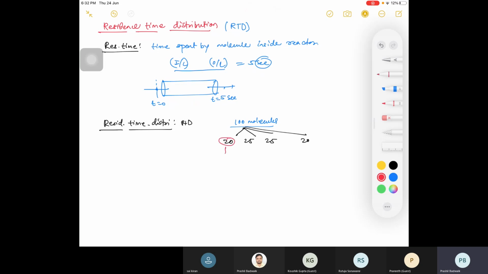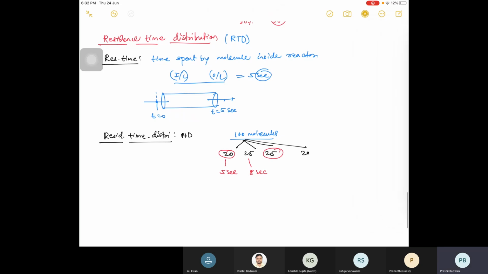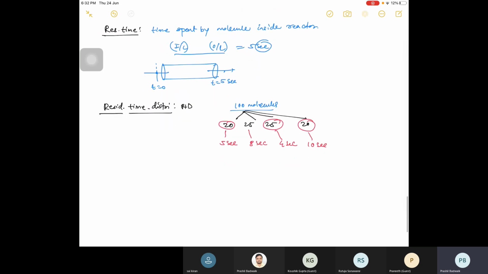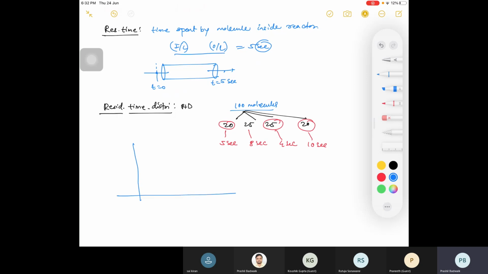20 molecules have residence time 5 seconds. 25 molecules have residence time 8 seconds. Then again 25 molecules have residence time 4 seconds. And here it is 10 seconds, you can see. So what is your distribution? Distribution is basically graphical representation, right? So what I'll write? Residence time, that is your 4 second, 5 second, 6 second, 8 second, and here something 10 seconds. And these are number of molecules.